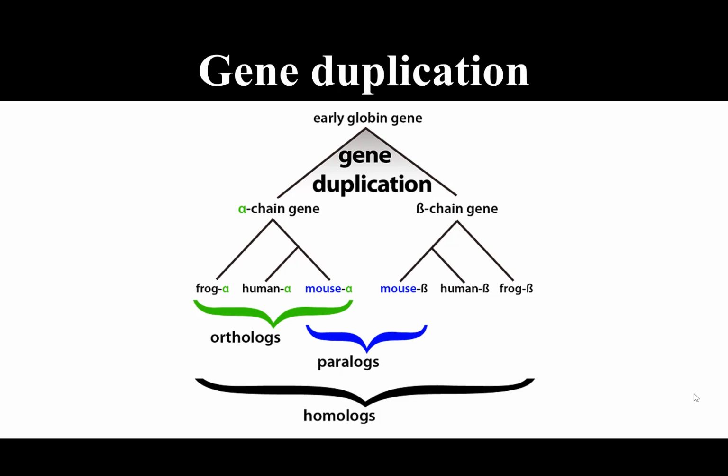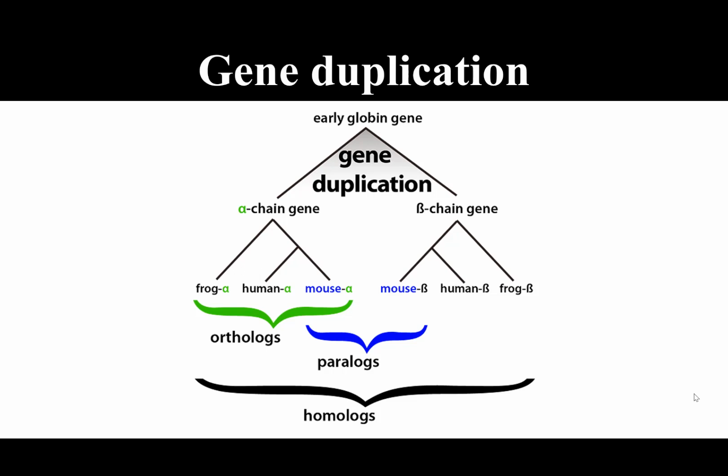So let's look at the green part first, which is orthologous. Orthologous, as you can see here, refers to frog alpha, human alpha, mouse alpha. Basically, the same gene, but present in different organisms. So that's orthologous because they are present in different species, but they are the same gene. Paralogous, which is denoted by blue here, refers to mouse alpha and mouse beta. So one organism has two copies of a single gene, alpha and beta. Those two copies are paralogous.